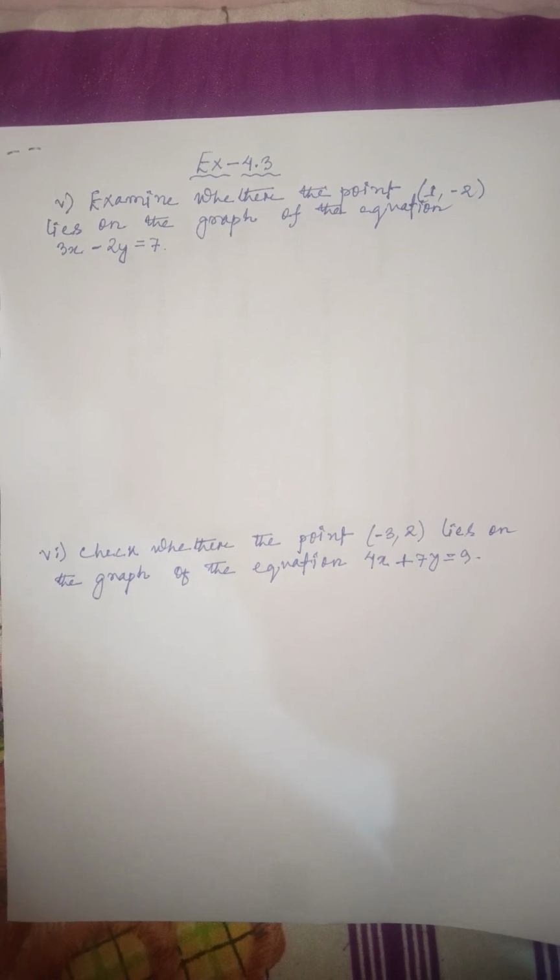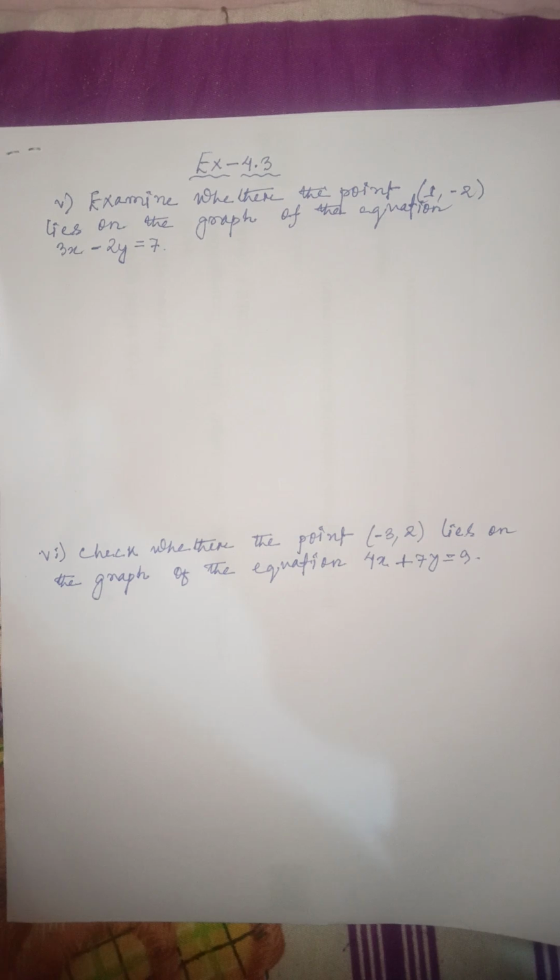In order to solve this, first of all, let us put the values of x equal to 1 and y equal to minus 2 and solve the left hand side of this equation. And if we get 7, which is on the right hand side, by solving the left hand side, then we will write left hand side is equal to right hand side, and I will conclude that this given point lies on this equation, since the value that we got in the left hand side is equal to the right hand side.